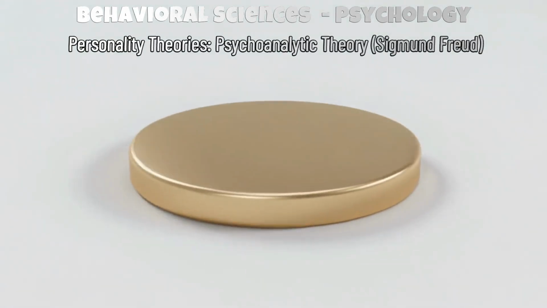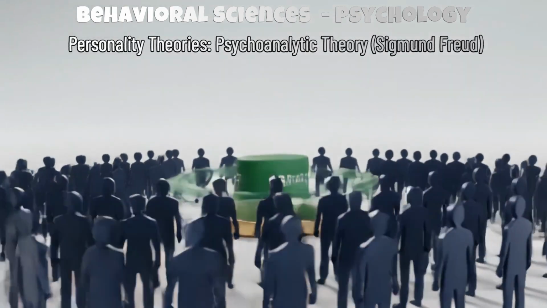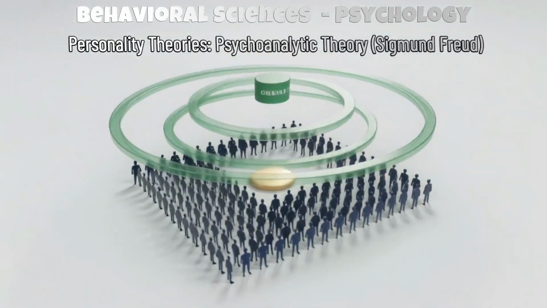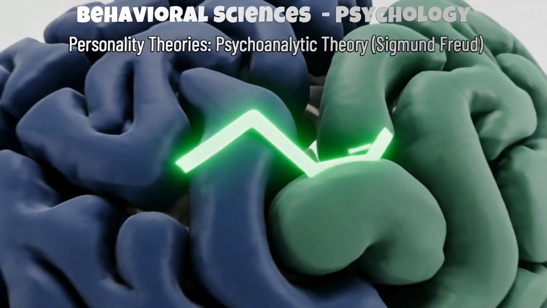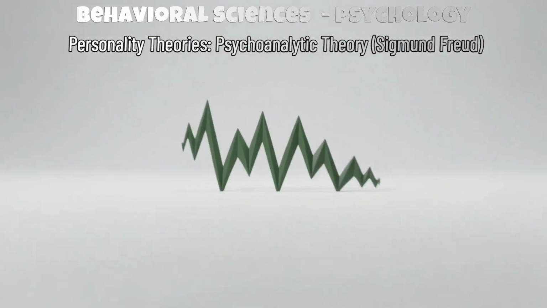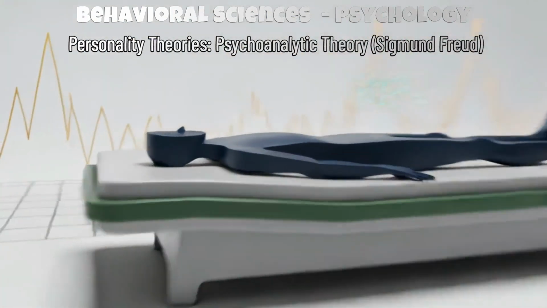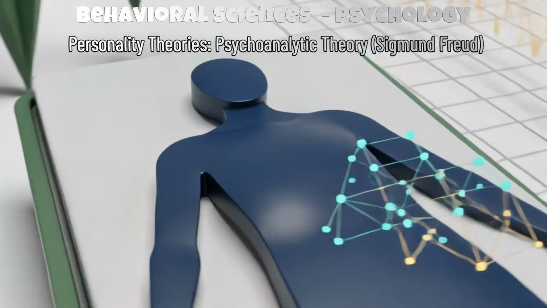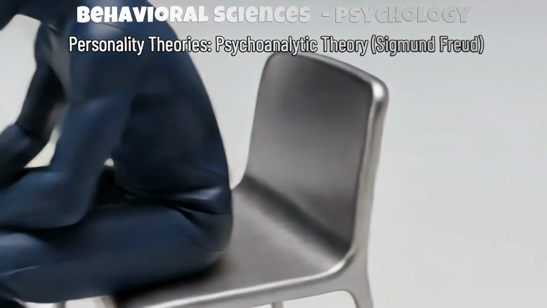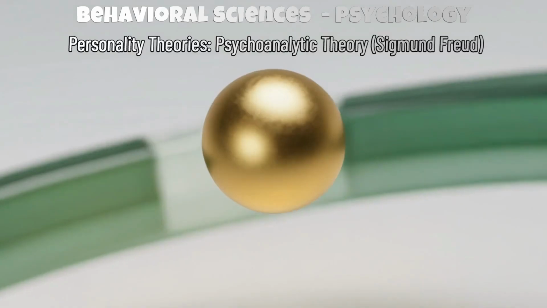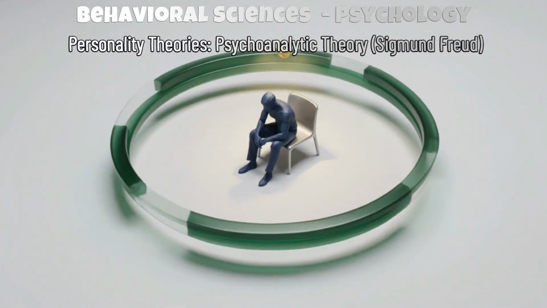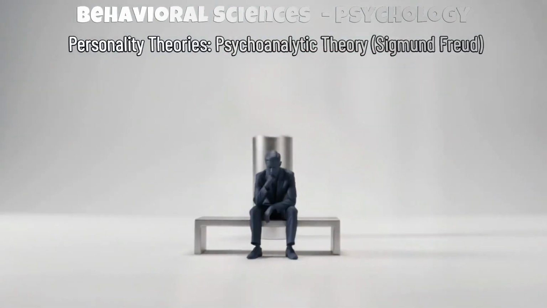Now let's talk about Freud's central idea. Freud believed that a large part of human behavior is influenced by the unconscious mind. The unconscious mind is the part of the mind that contains thoughts, memories, desires, and feelings that a person is not currently aware of. But even though people are not aware of it, it still influences behavior. Now think about that for a moment. Have you ever reacted emotionally to something and later thought, why did I respond like that? That is exactly the kind of behavior Freud was trying to explain.